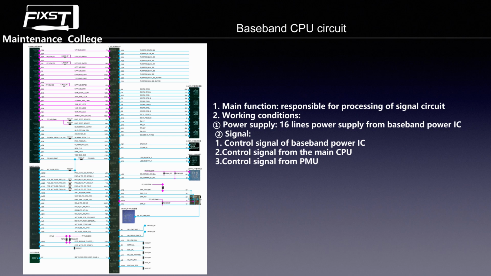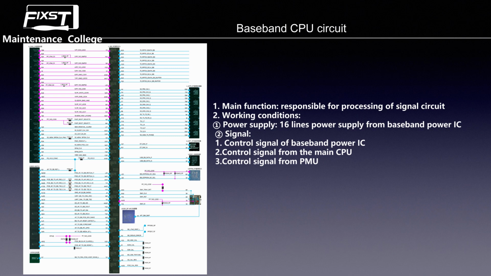Now we see the signal part. Before, we talked about the data signal from the baseband power IC to the baseband CPU. Now we focus on the AA16, this pin. This pin is in the middle of this picture. As you can see, this is the power holding signal.